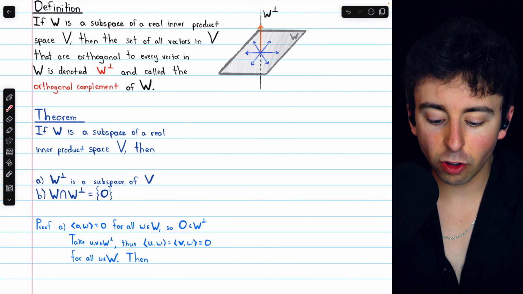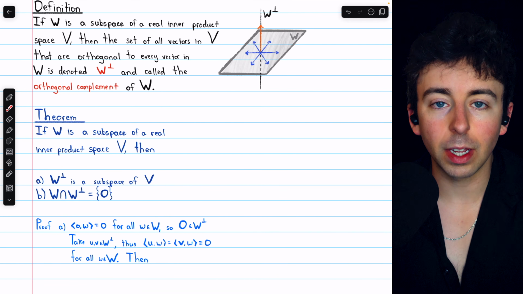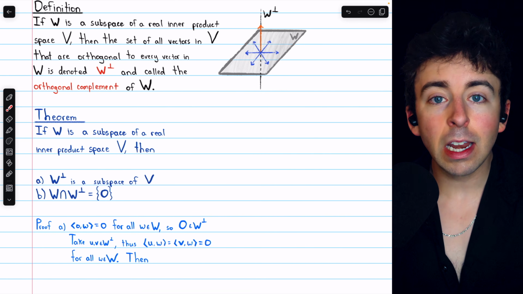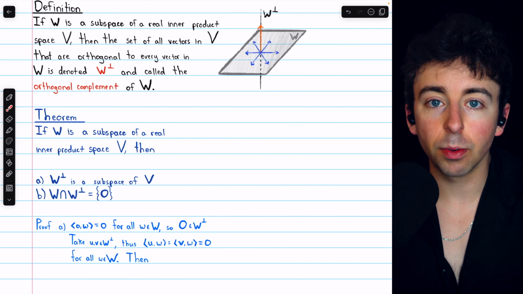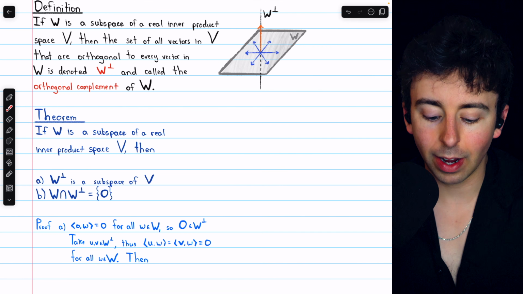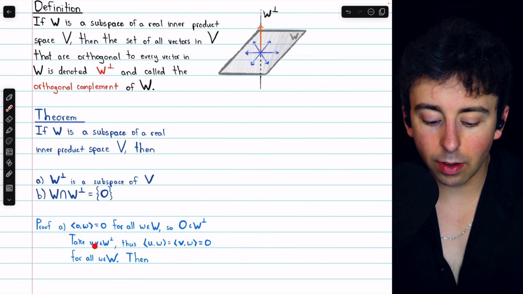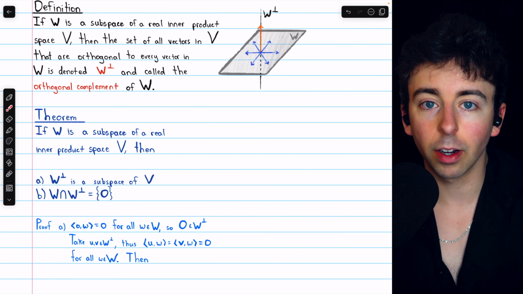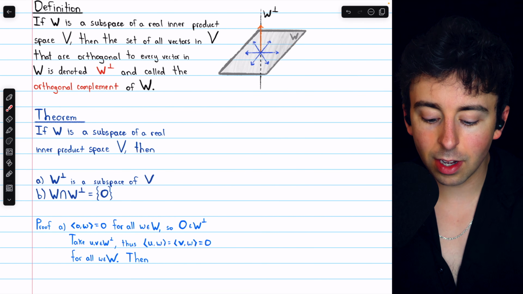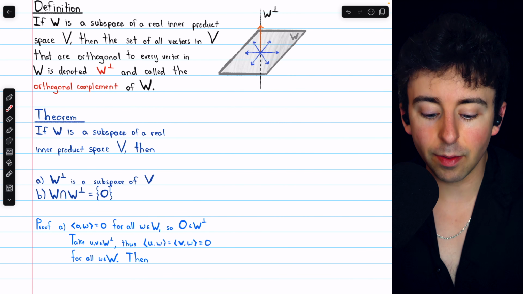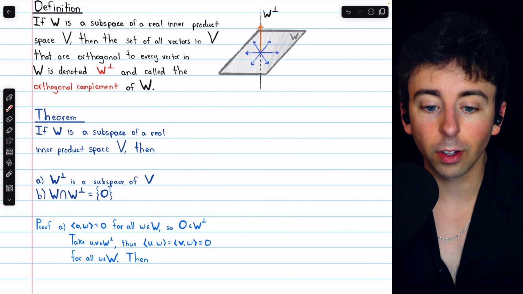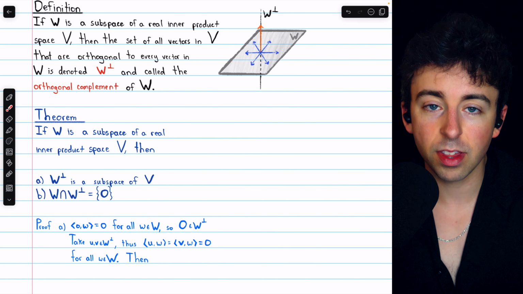Then all that remains is to show that the orthogonal complement of W is closed with respect to addition and scalar multiplication. Now that we know that the orthogonal complement of W is not empty, we can take arbitrary vectors from it. So let's take u and v from the orthogonal complement of W, and note by definition of the orthogonal complement of W, the inner product of u with w and the inner product of v with w must both equal 0 for any vector w that's in the subspace. Again, that's directly from the definition of orthogonal complement, and u and v are both in the orthogonal complement.